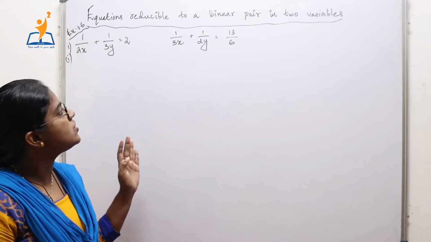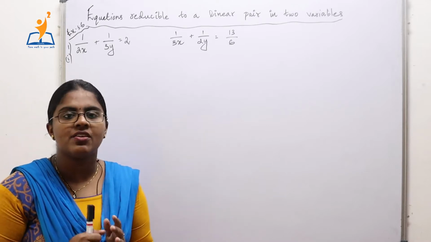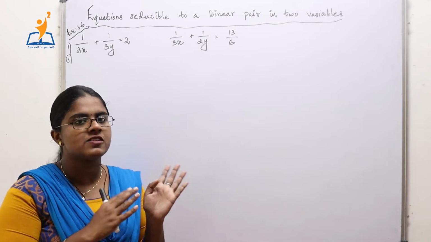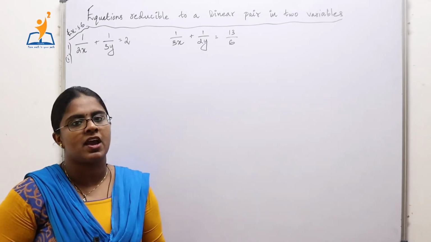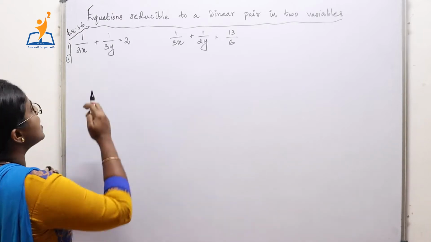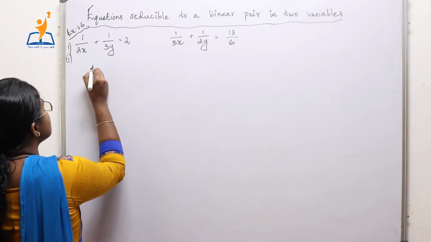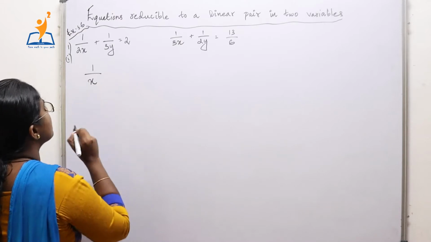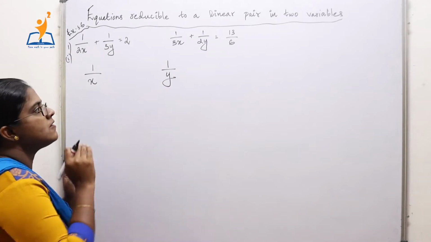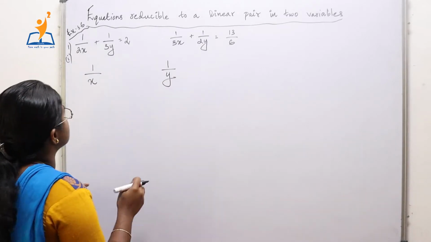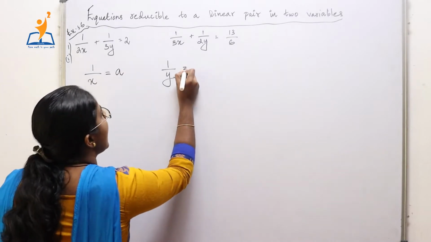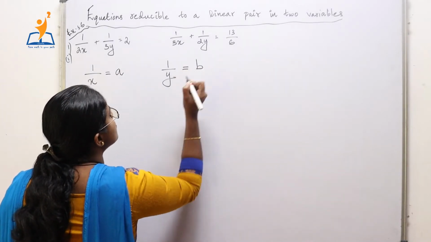So looking into these equations, we can find a reasonable substitution to make this pair into a linear pair of equations in two variables. It is enough to give the substitution for 1 by x and 1 by y, then this pair will become linear equations. So let's put 1 by x is equal to a and 1 by y is equal to b.